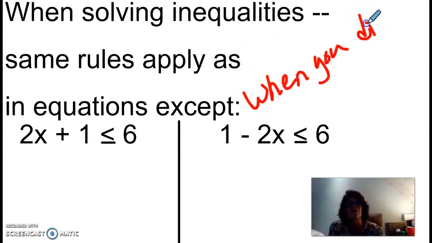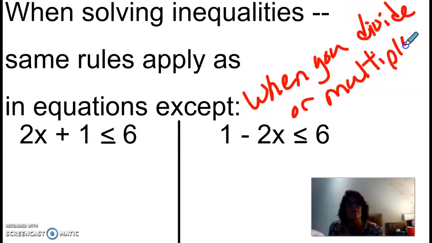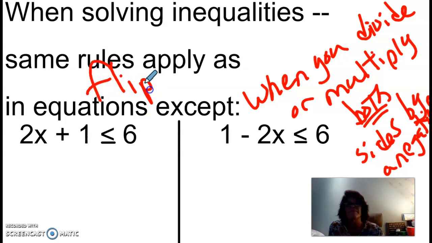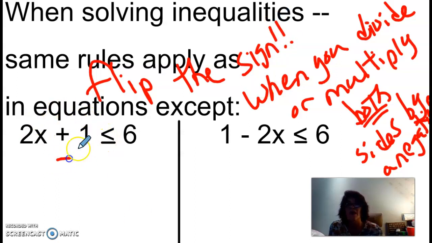Okay, when you divide or multiply both sides by a negative. If you multiply or divide both sides by a negative, what do you have to do? Yep, you have to flip the sign. Okay, so example for this one, not a problem.